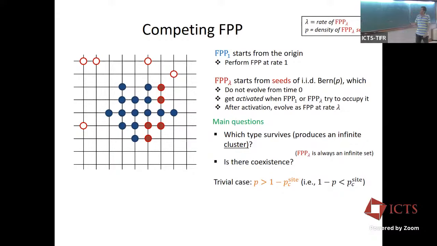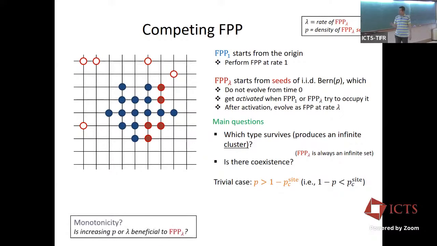So as I said, increasing either of the parameters should favor FP lambda. So the question is, is there monotonicity? The standard way you would approach this, to try to establish monotonicity, would be to do a coupling. To take two configurations, maybe with the same initial configuration of seeds, but you add an extra seed in one of the processes, and let the two evolve in a coupled way, aiming to show that the process with the extra seed has more type 2 sites.